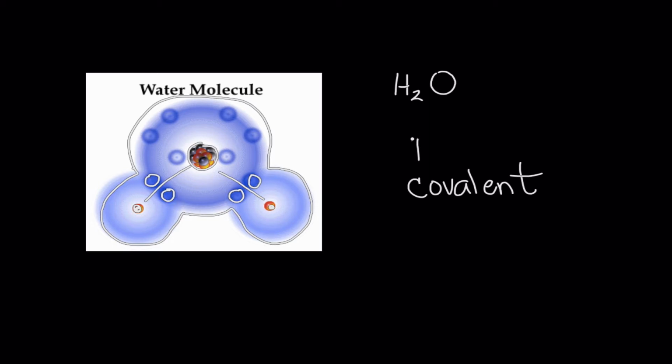Now, what makes it polar covalent, which is the important idea here, is the oxygen nucleus is able to attract this pair of electrons much more strongly than this hydrogen nucleus is able to. So that means this pair of electrons exists more closely on average to the oxygen's nucleus than to either of these hydrogen nuclei.